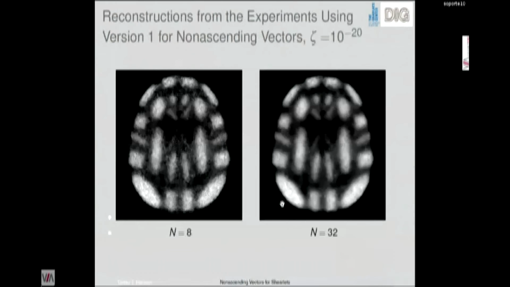Oh, these are some reconstructions. This is version 1 with theta equals 10 to the minus 20 when n equals 8 and n equals 32. This is version 2 with theta 10 to the minus 3 with n equals 8 and n equals 32. My opinion, much nicer. This is version 1, this is version 2.